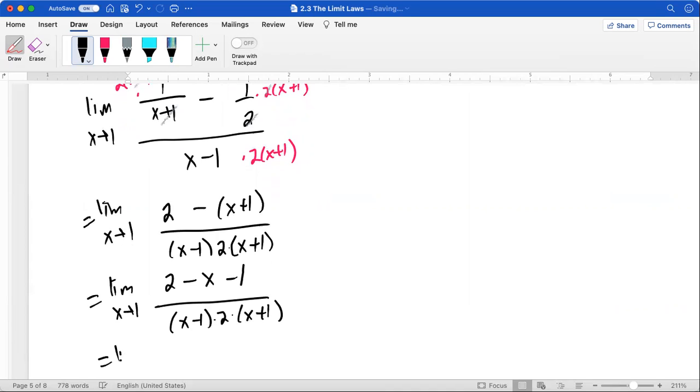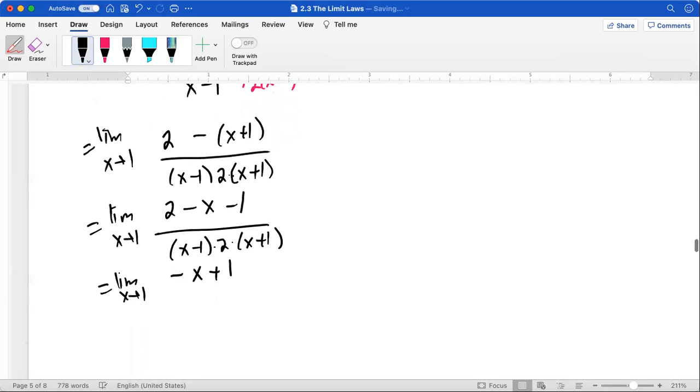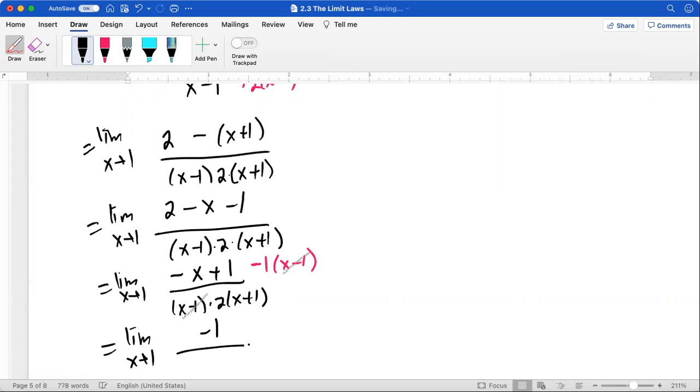And now I see in the numerator that I can write this as negative x plus 1 over x minus 1 times 2 times x plus 1. Negative x plus 1 is the same as negative 1 times x minus 1. And the reason that's important is because now I can see that this x minus 1 in the numerator and denominator can cancel out. So I have limit as x approaches 1 of negative 1 in the top and 2 times x plus 1 in the bottom.